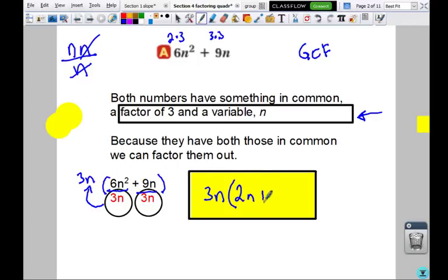Then I'm going to keep going. I'm going to go plus 9n over 3n. 9 over 3 is 3. And what happens with n over n? They cancel out, right? They turn into a 1, but we don't even need to write it because they're canceled out. So when I factor this, I factored out a 3n, and then I got a 2n plus 3. And after I do that, I need to double check, can I factor 2n plus 3 anymore? No. Can I do in-middle factoring or anything? No. So this is my final answer. 3n, and then second part, in parentheses, 2n plus 3.